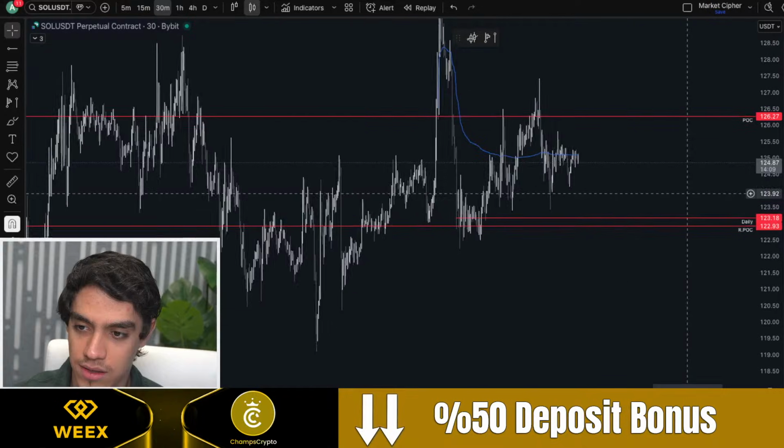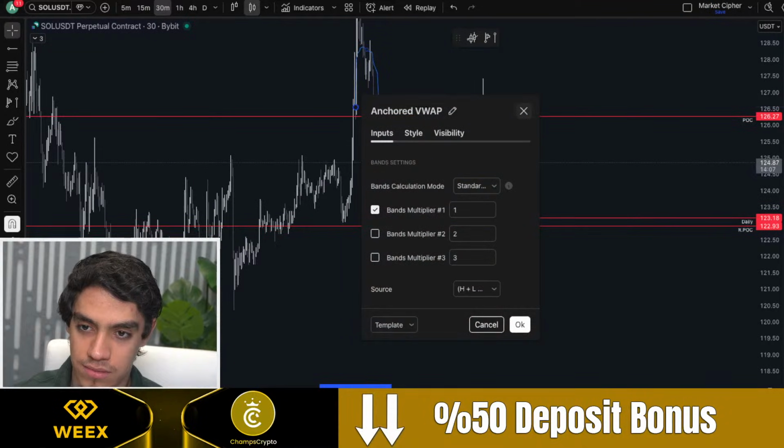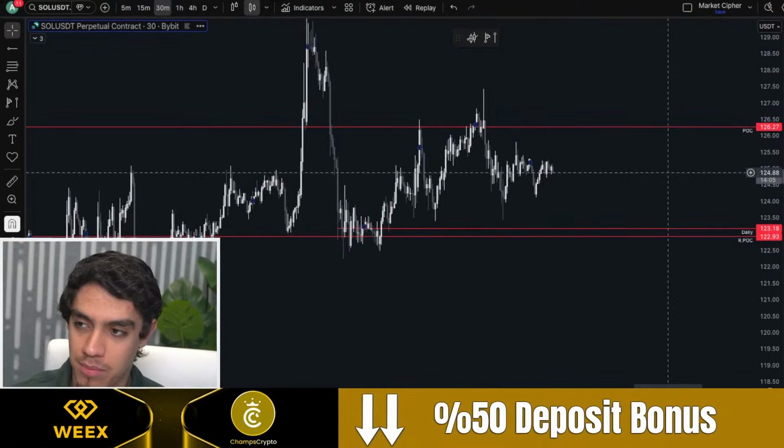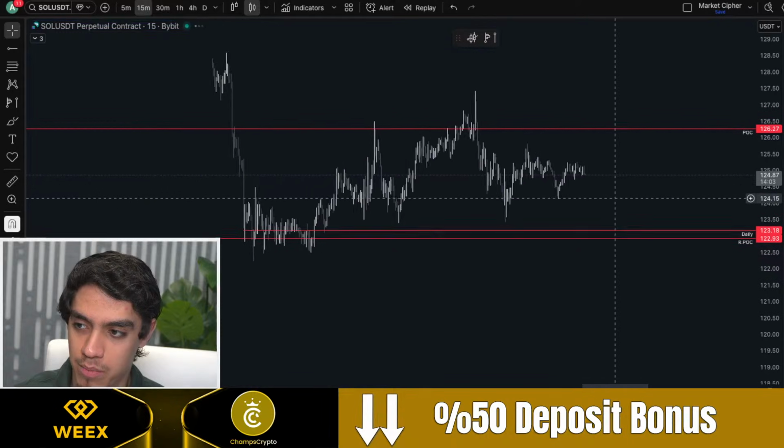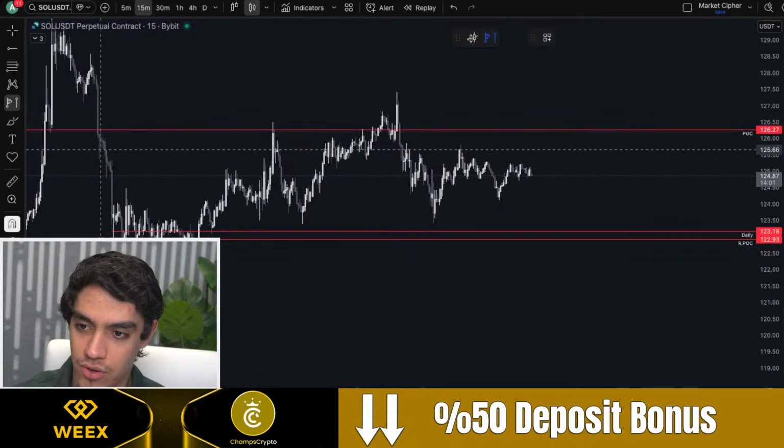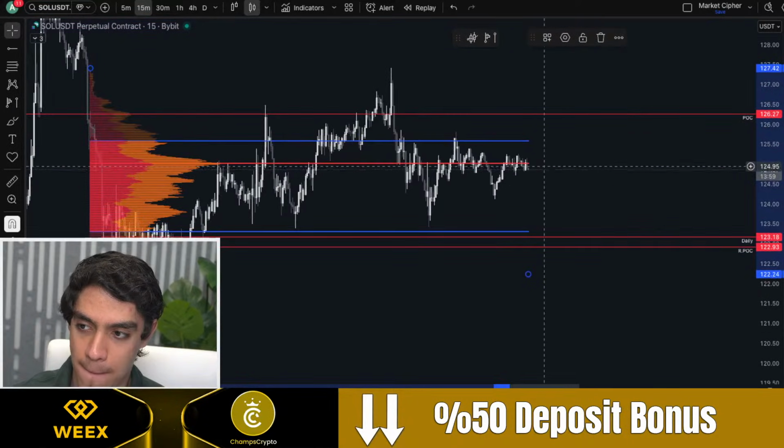Let's see. Let's remove this. Not the best, but it has some potential scalpy points, very similar to Bitcoin. Maybe value area low.